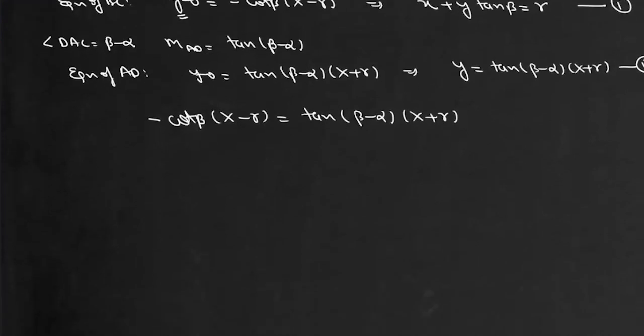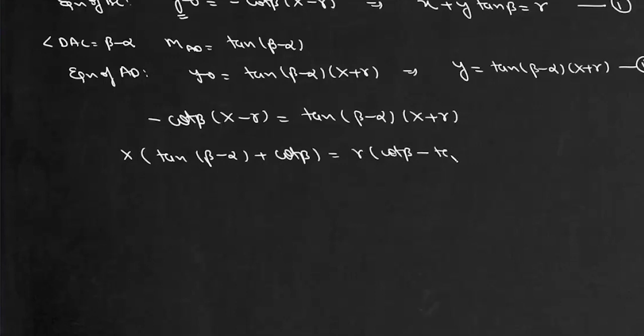Now we'll take x together and r together, so we'll get x times (tan(beta minus alpha) plus cot beta), and this will be r times (cot beta minus tan(beta minus alpha)). Now we'll change everything into sine and cos.